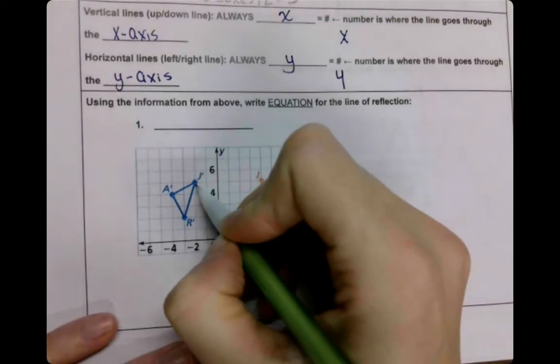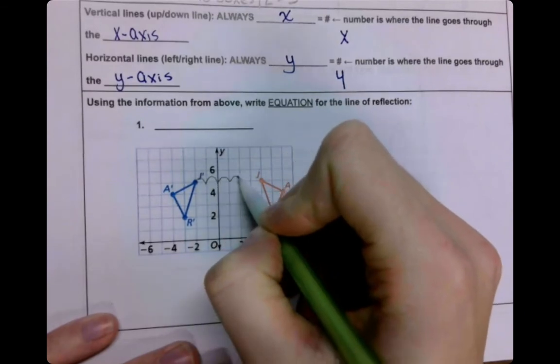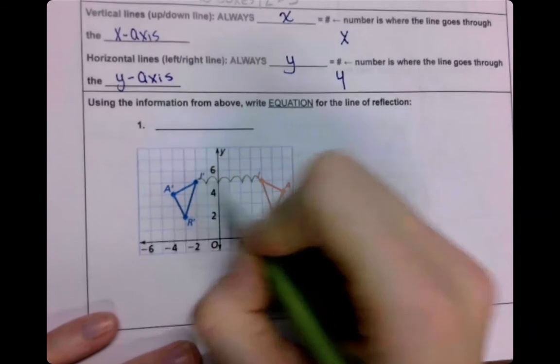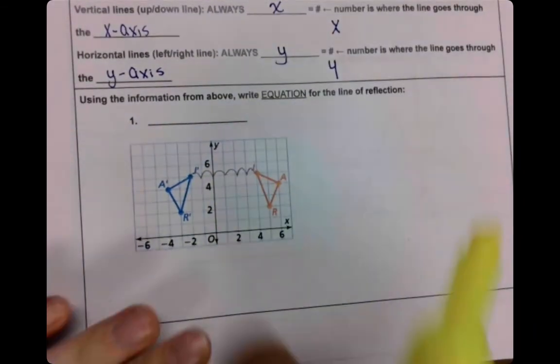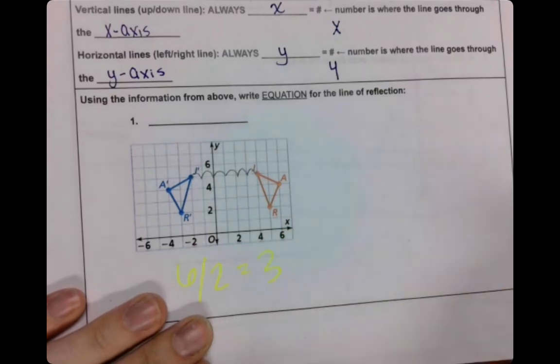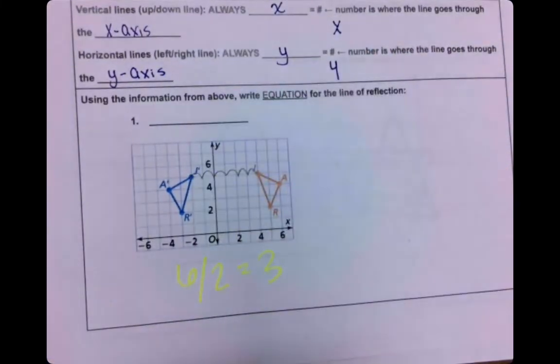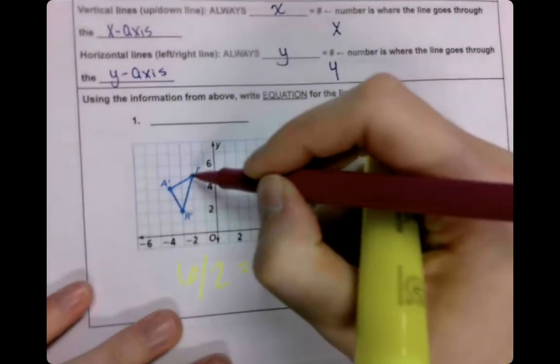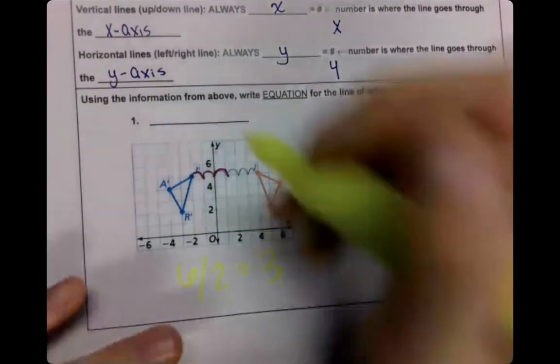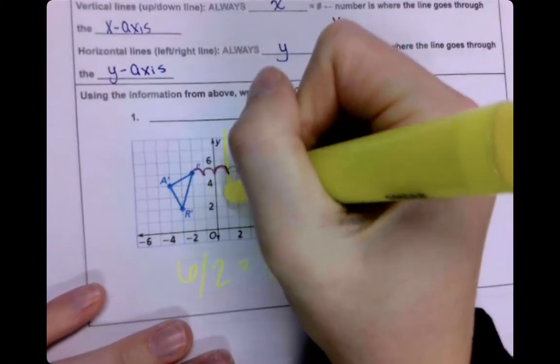Welcome back. We should have had 1, 2, 3, 4, 5, 6. Because remember, we're going dot to dot, dot to dot. And then we know that 6 divided by 2 is 3. So we had 1, 2, 3. So my line is here.